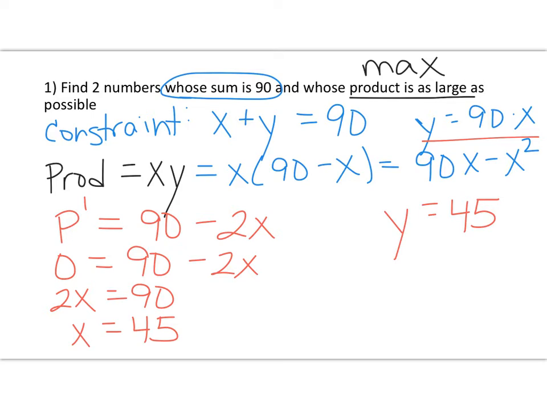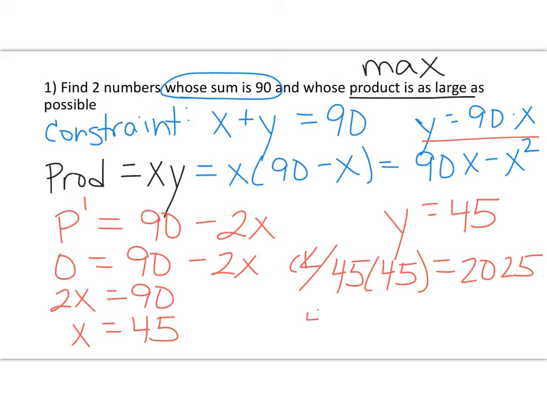Now I can check that and I can say, okay, 45 times 45, which is 2025. And if I check a couple other values, so let's say 40 plus 50 would equal 90, and 40 times 50, that would be only 2,000. So I can see that this did maximize my product.